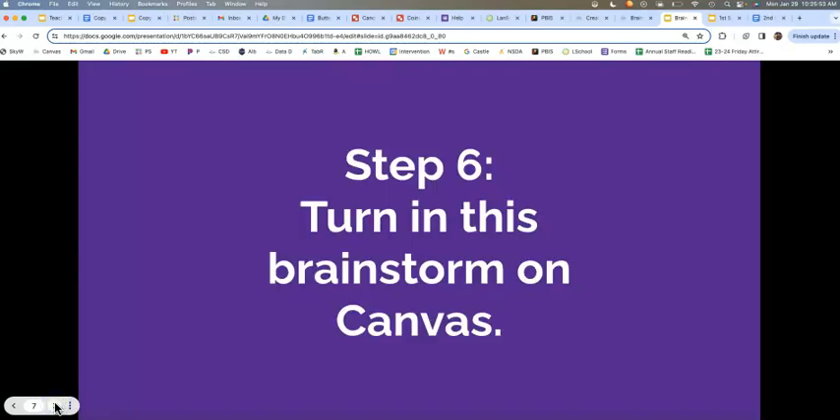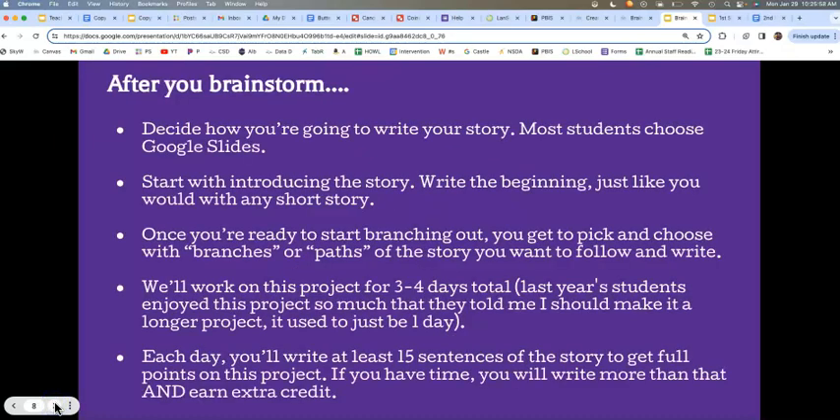So, a couple more pieces of information. You will turn this brainstorm in on Canvas, because I'm going to give you 10 points just for doing the brainstorm. And after you brainstorm, then the first step you have to do is, how am I going to do my story? Am I going to do Google Docs? Am I going to do Google Slides?